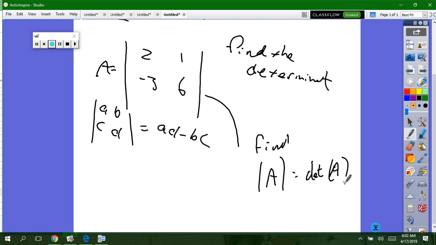Okay, so what would ours be? What would be the determinant of matrix A? Well, we have 2 times 6 is 12, minus negative 3 times 1, which is negative 3, so 12 plus 3 is 15.